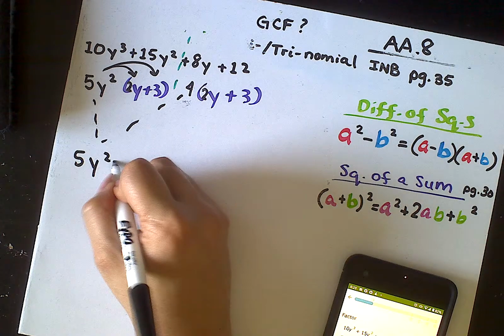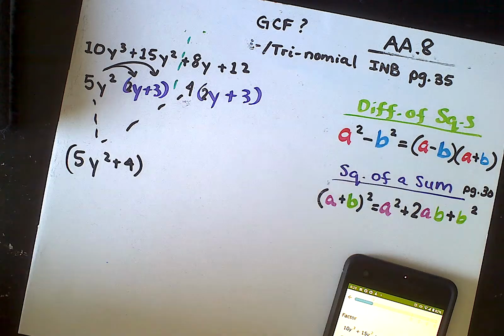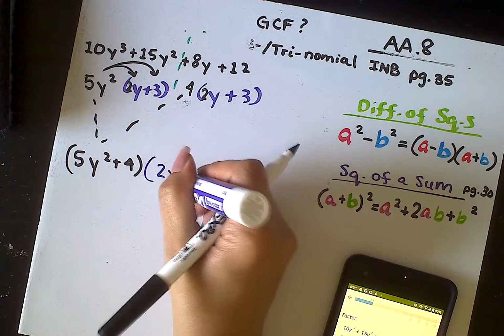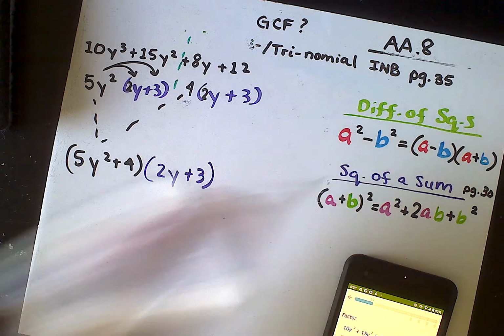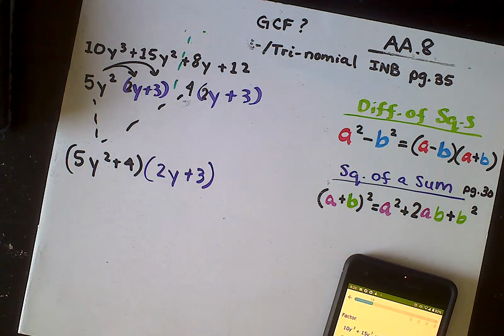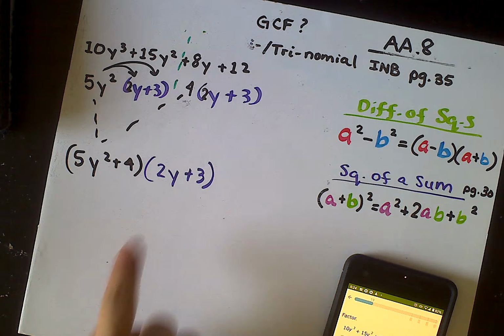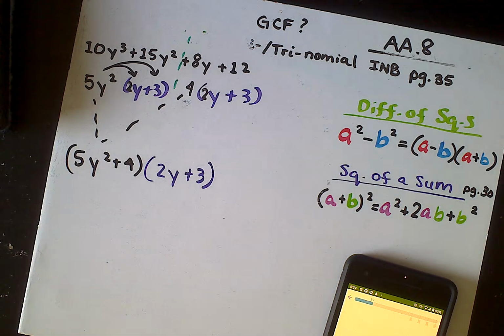5y squared plus 4 and 2y plus 3. Okay, let's hope I do not mistype this time. Plus 4 and then 2y plus 3. Okay, I'm going to double check before I push submit. I hate whenever I do that. Okay, perfect.